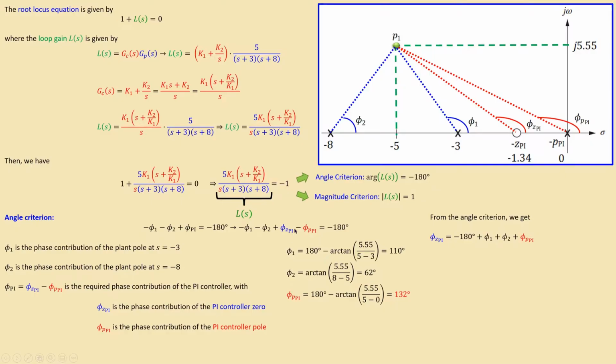And I can then calculate the phase contribution of the zero of the PI controller. So I will just substitute the values. I have then the following. So the zero of the PI must contribute a phase of 123 degrees.